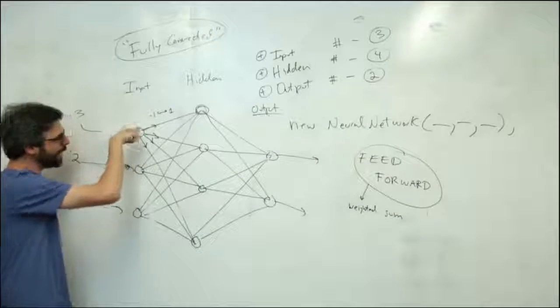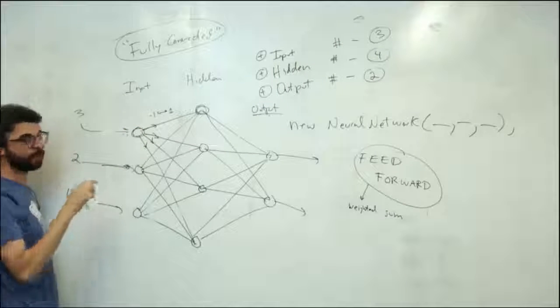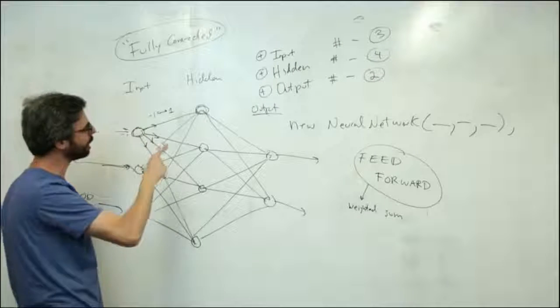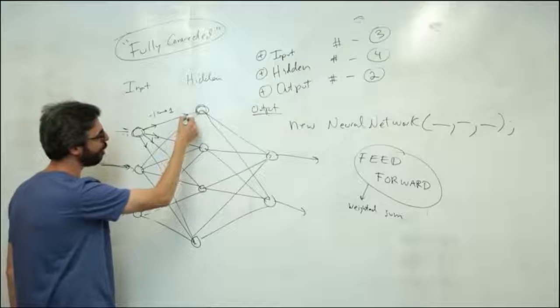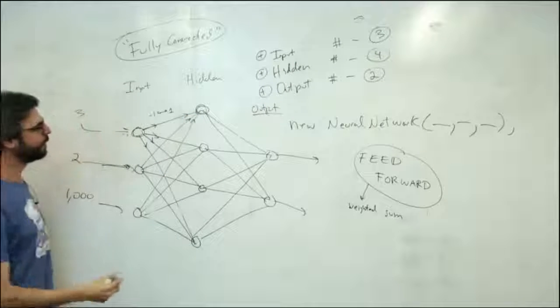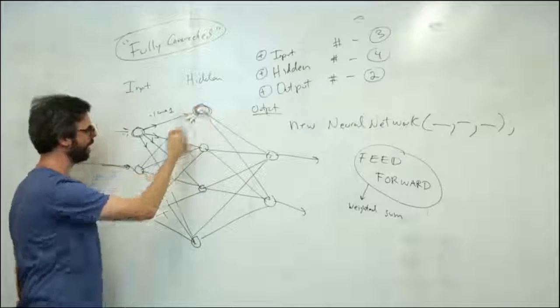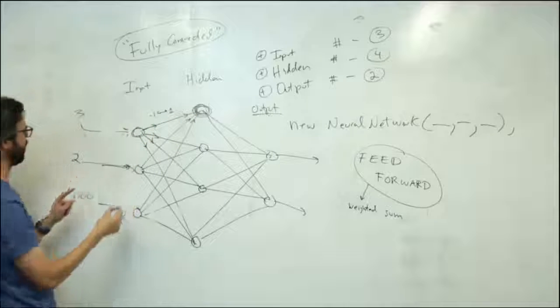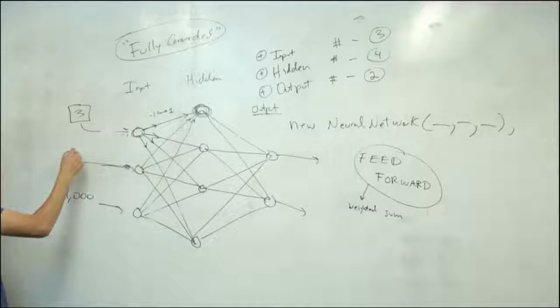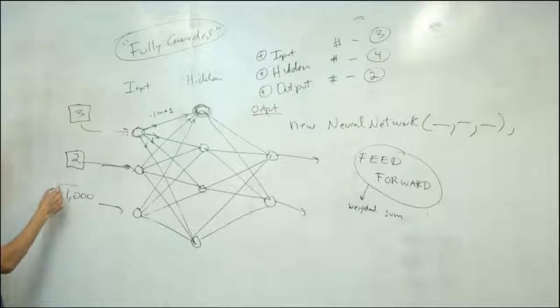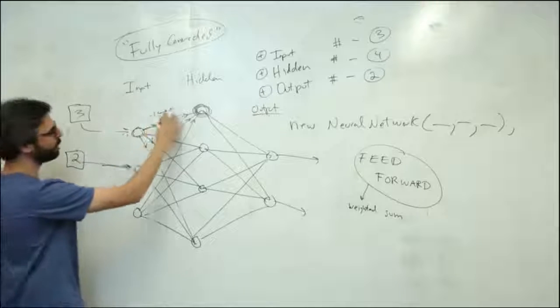So even though I'm looking at each one of these flowing out, a slightly better way for me to look at this with you is actually just to look at all the connections flowing in. So this particular hidden neuron has 3 connections flowing in. And the input values are 3, 2, and 1,000. Each one of those has a weight.